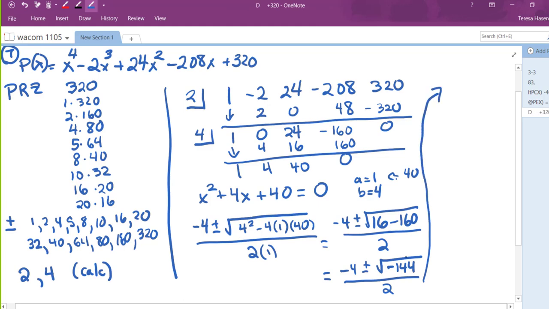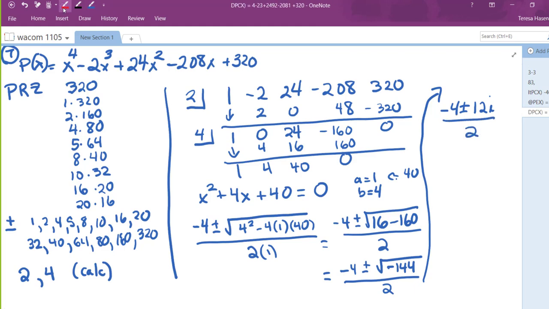Right? And so 144 is a perfect square. Square root is 12, and we have to take out the i. So this gives us -4 plus or minus 12i over 2. Around your plus and minus, these are all even. You have a common factor of 2. So divide that out. So it gives us -2 plus or minus 6i.